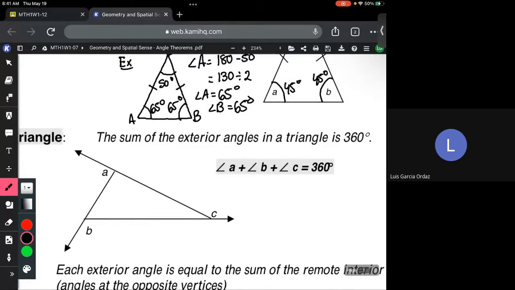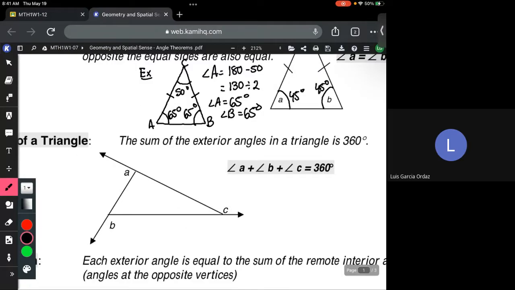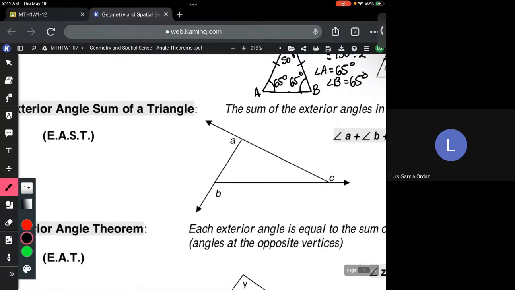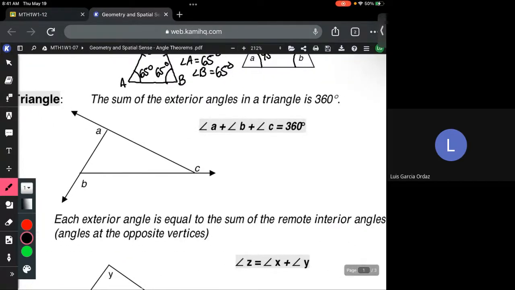Okay, so now we have the exterior angle sum of a triangle. The sum of the angles outside of a triangle are always going to be 360 degrees. The reason why is because they're all obtuse angles. That's the reason why.